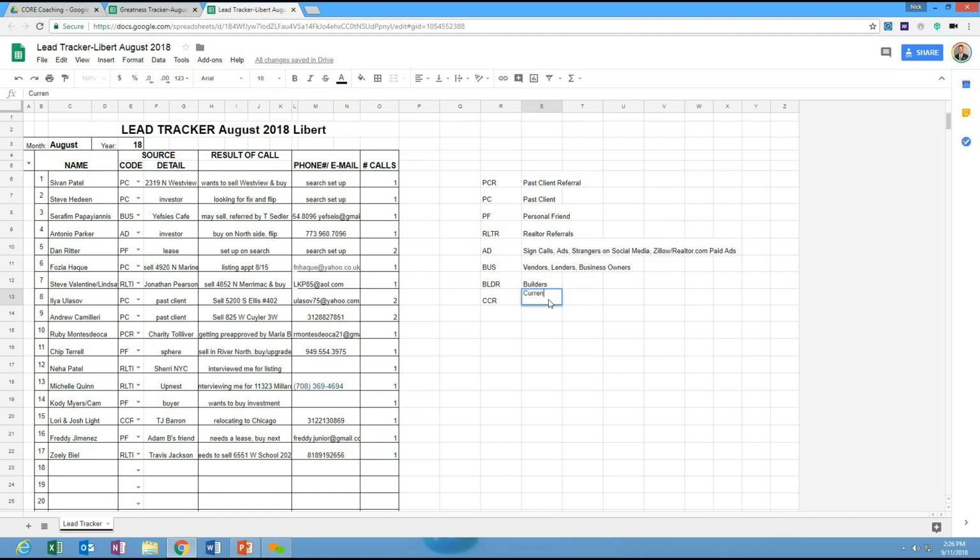CCR, huge, so underutilized, so talk about current client referrals. When are people most engaged with you? When you first start working with them. When are people most engaged with you? When their home is on the market, or if they're a buyer, when they're in the buying process. So when you are working with active buyers, driving them around, it is probably not natural for you right now to have that conversation. Hey, I know you're enjoying the process. I'm loving working with you. Do you know of anybody else that's looking right now?